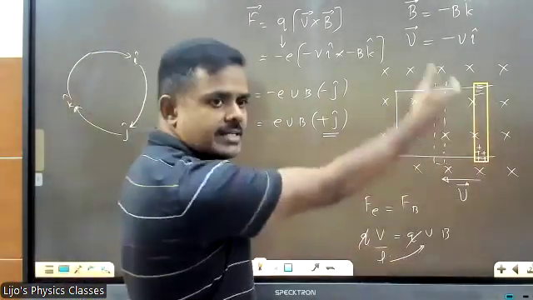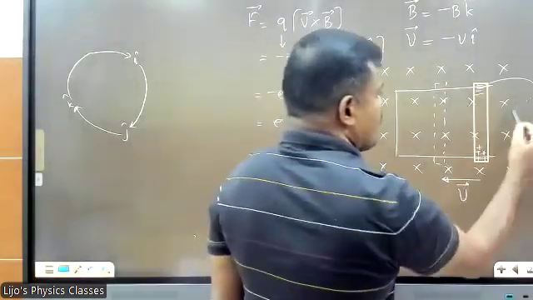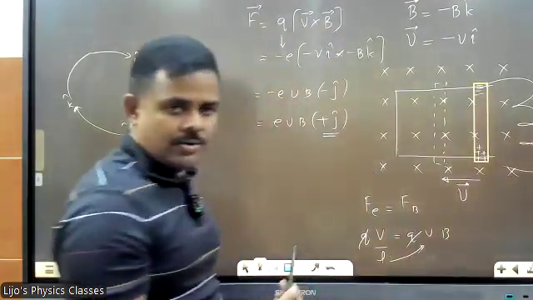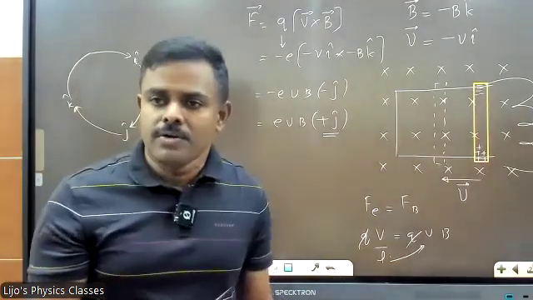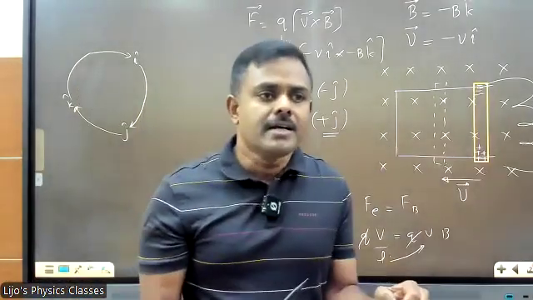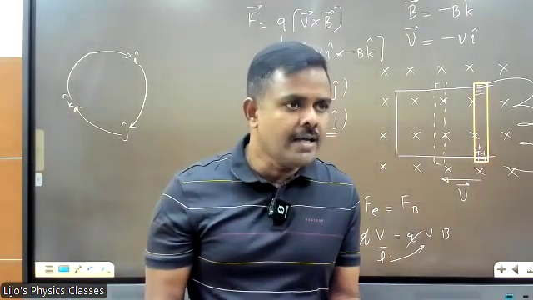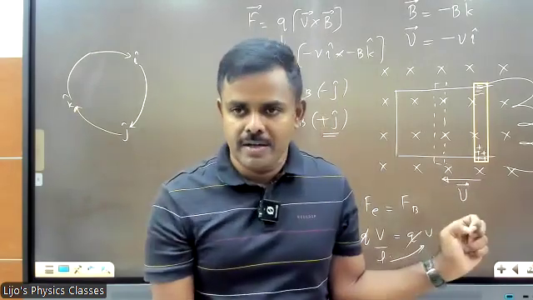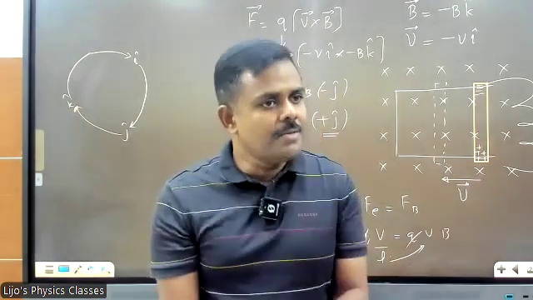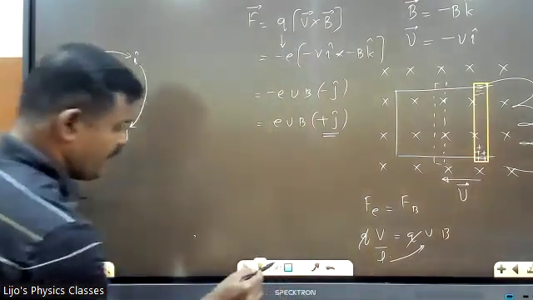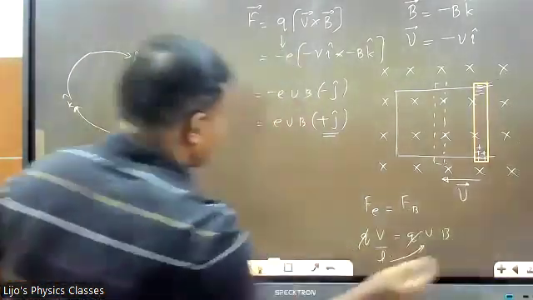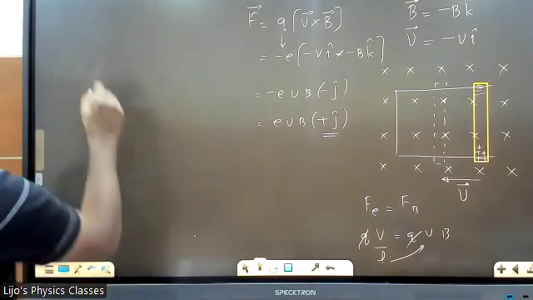Now that is acting like a cell. So if you connect a bulb here, the bulb will definitely glow because there is a current flow. Why? Because there is a potential difference developed. Why? Because it was moved in a magnetic field. All right. So this is called motional EMF. So I'm going to derive it now. Motional EMF derivation. Look at this.